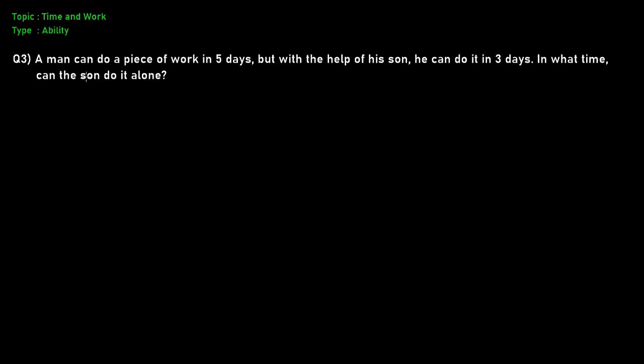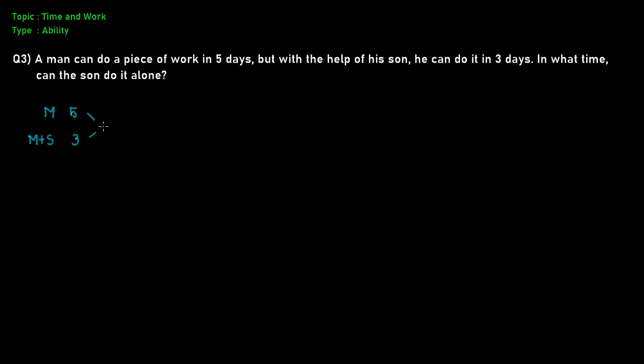Question number 3. A man can do a piece of work in 5 days, but with the help of his son, he can do it in 3 days. In what time can the son do it alone? So they are saying that the man can do the work in 5 days, right? So I can write M as 5. So M for man, but with the help of his son, he can do it in 3 days. So he is working along with his son and he can do the same work in 3 days. So M plus S is 3.